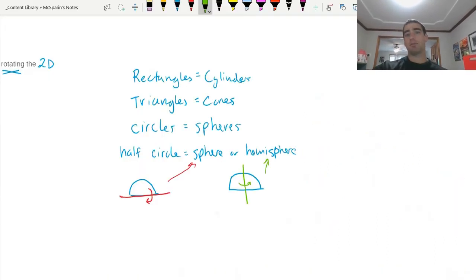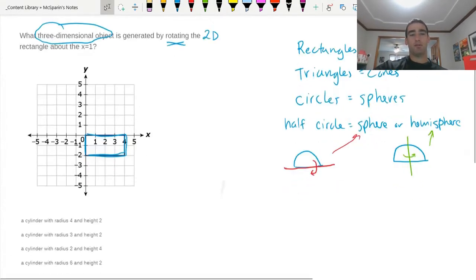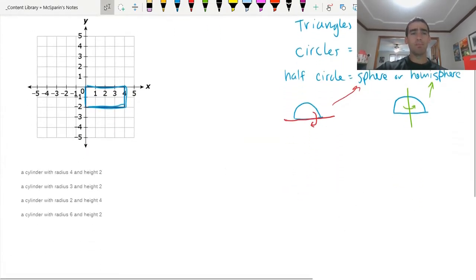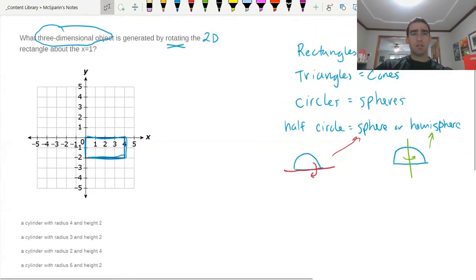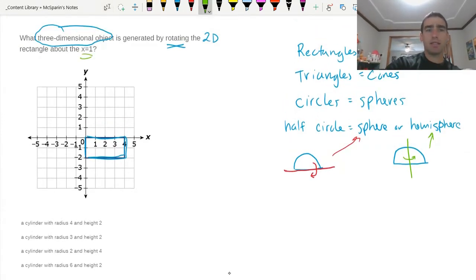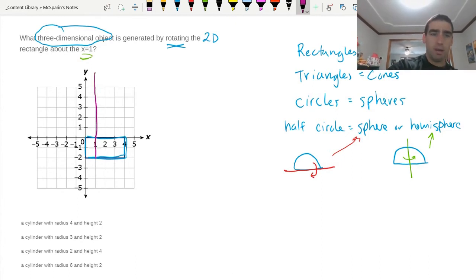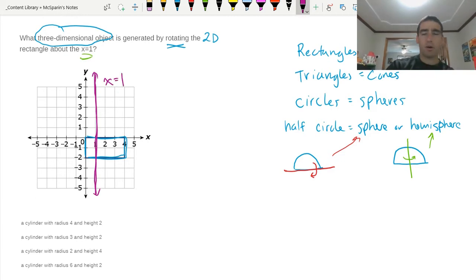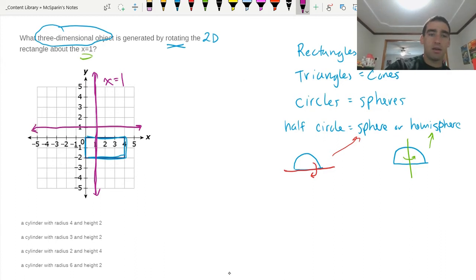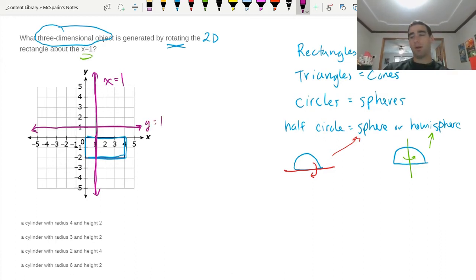Now that you've seen some examples of that, let me try and illustrate this one for you, okay? So this wants us to rotate the rectangle around the line x equals 1. So the first thing we want to do is draw in x equals 1. Remember that x equals lines will always be vertical, up and down, and y equals lines will always be across. So like this line here, that line would be y equals 1, okay?